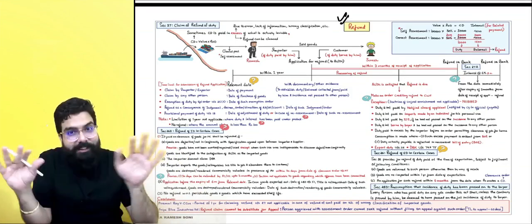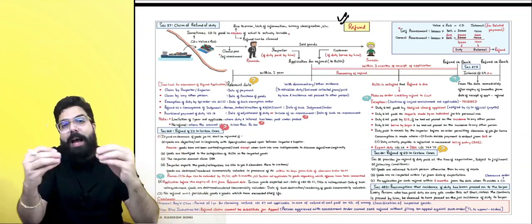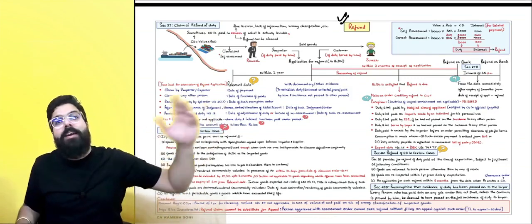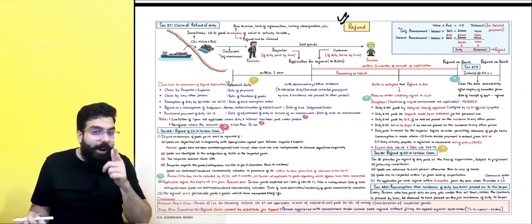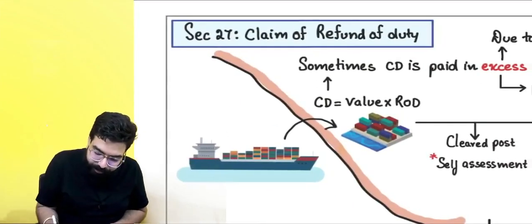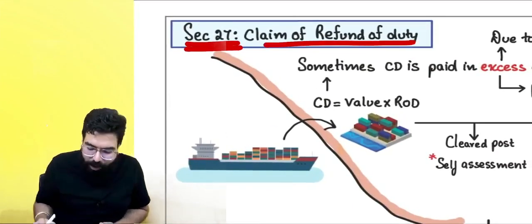My fund, which was not taxes only, or might be which is tax, I have paid it as tax to the government. I want it back, and so it is known as refund. Let's go ahead and understand refund over here. Section number 27, claim of refund of duty.